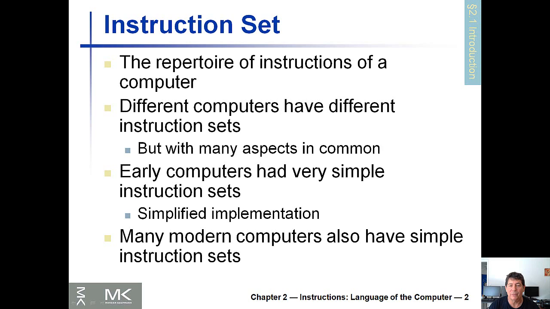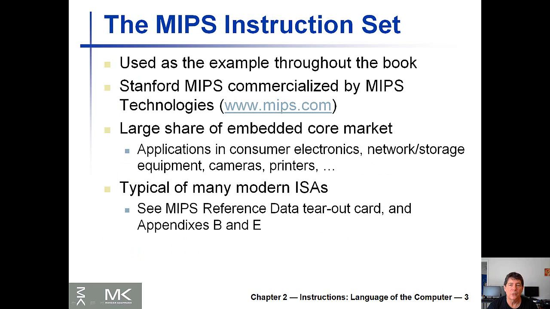Many modern computers have simple instruction sets, such as RISC processors. And we're going to be talking a good bit about MIPS. And MIPS actually has a pretty reduced or simple instruction set. So it keeps things simple. So MIPS is used throughout the book as the sort of standard to make points. And I'm going to do the same thing. However, I'm also going to supplement that with Intel.